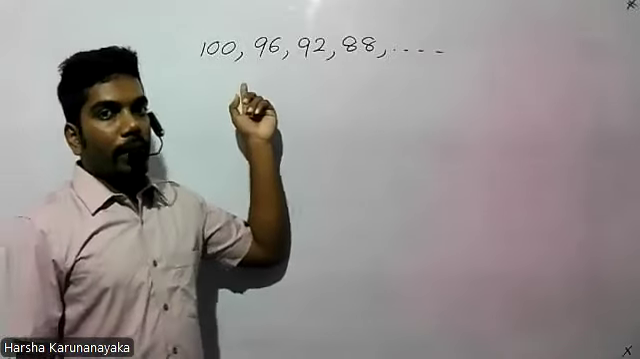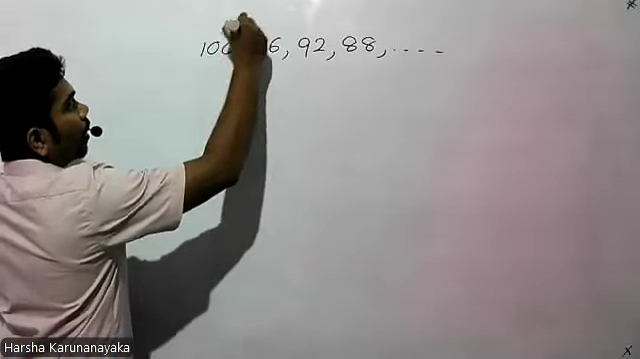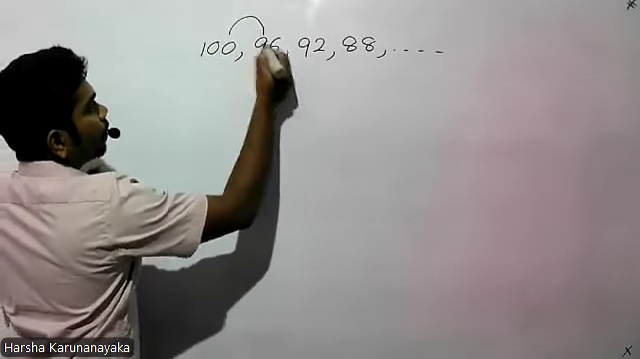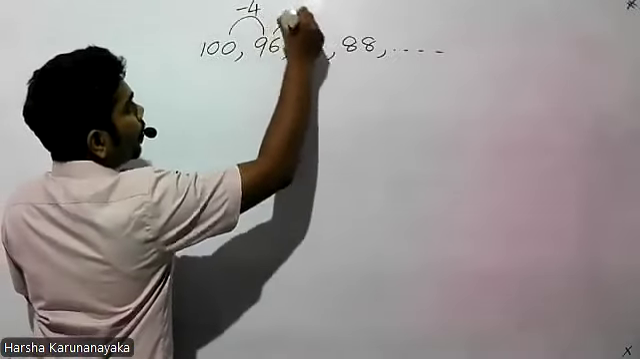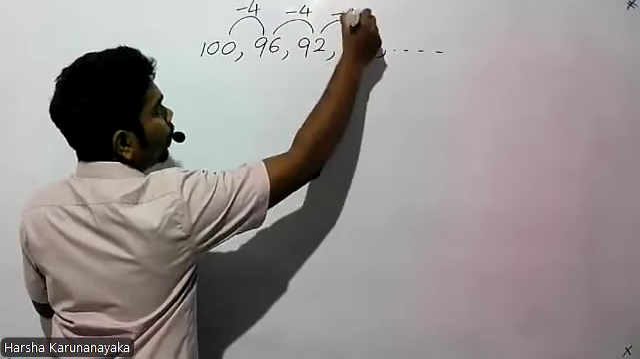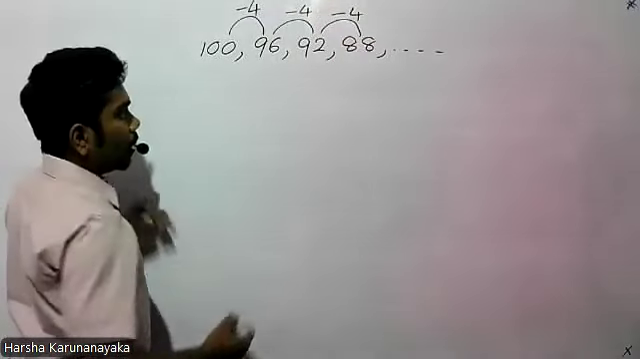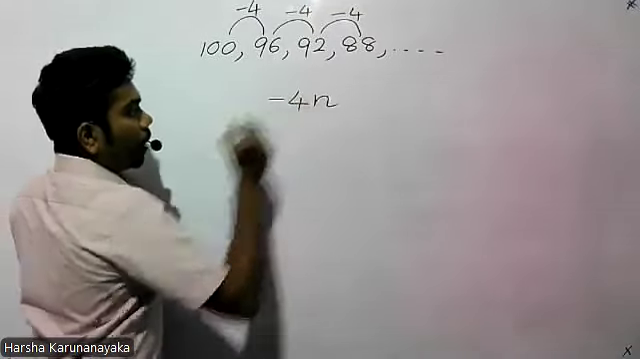This is the fourth example. You can see 100 minus 4 equals 96. 96 minus 4 is 92. 92 minus 4 is 88. So we can get the general term as minus 4n.